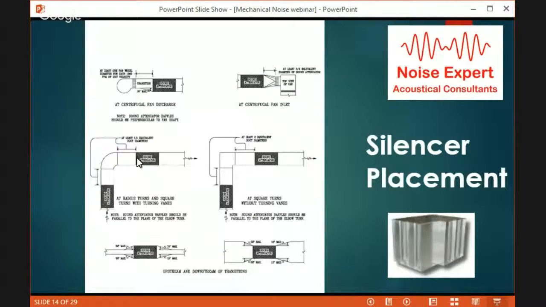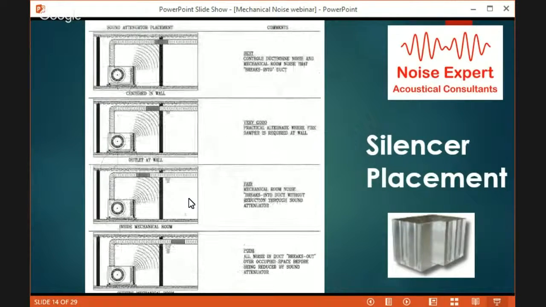Again, if there's corners, you want to give yourself space. You want the flow to be as smooth as possible going into the silencer. You don't want them real close to a fan if at all possible. Sometimes you don't have a lot of choices, but it will generate more noise. The manufacturer is giving you the self-generated noise levels for smooth flow through the silencer. So if it all gets slammed to one side or another, that's not going to be as helpful.